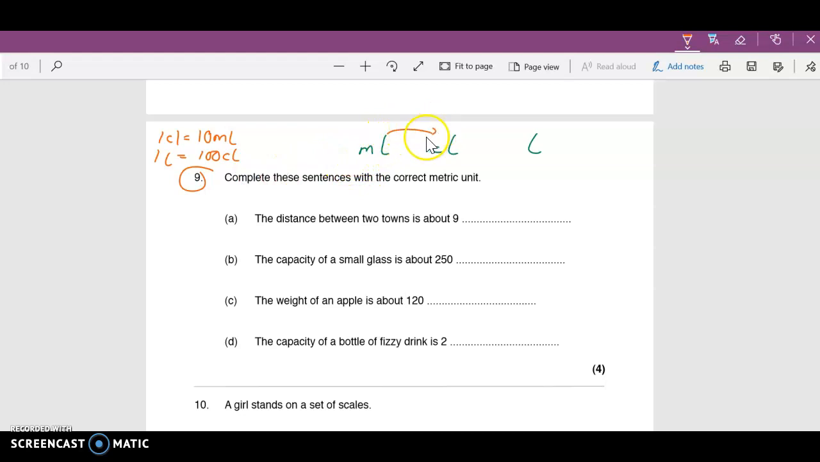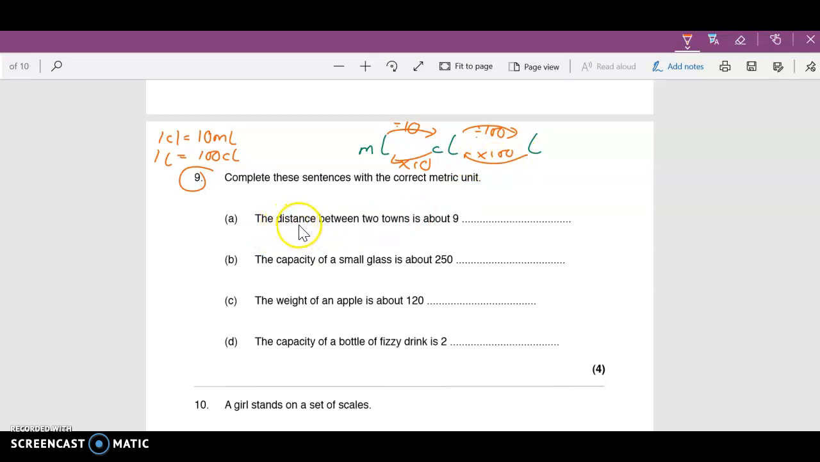So to go from here to here, I divide by 10, and to go back, times by 10. And to go this way, I divide by 100, and this way, I times by 100.